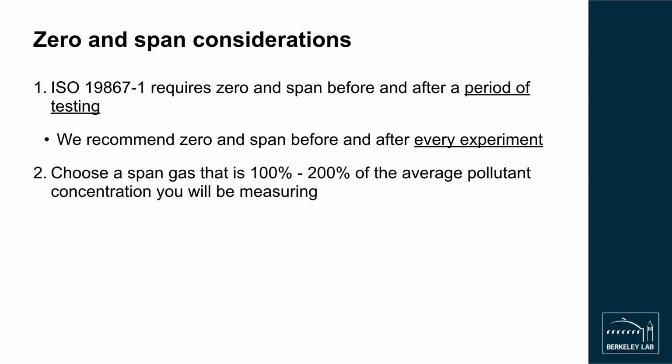For example, if you test charcoal stoves emitting about 450 parts per million of carbon monoxide on average, then you would select a carbon monoxide span gas between 450 and 900 parts per million, depending on the certified concentrations available in your region. It is important to note that a span gas should not have the same concentration as your gas analyzer's maximum range.